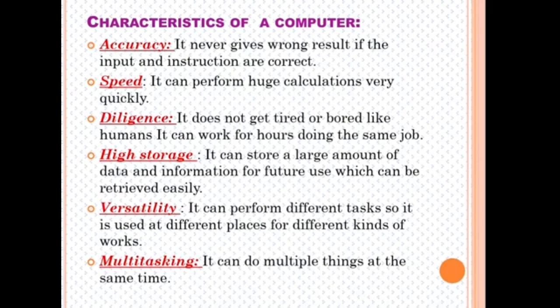Next, versatility. It can perform different tasks. It is used at different places for different kinds of work. Any task, it will work in different places and different works. Multitasking: it can do multiple things at the same time. So this is the characteristics of the computer.